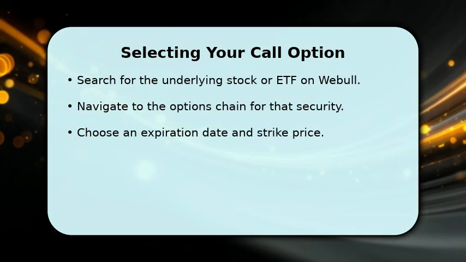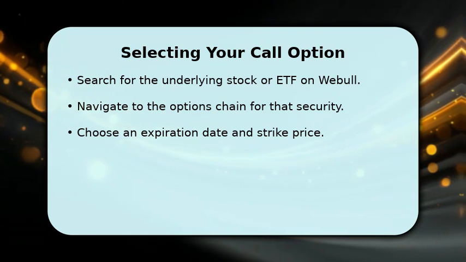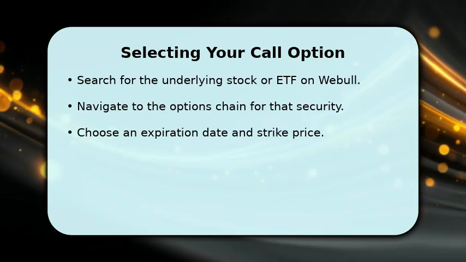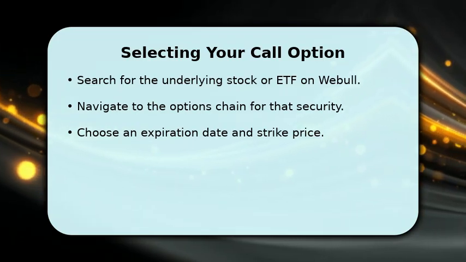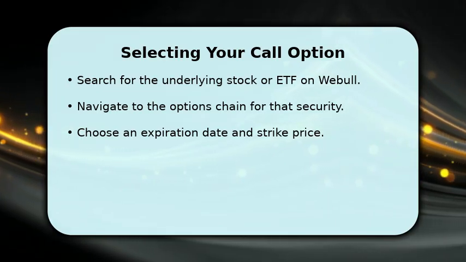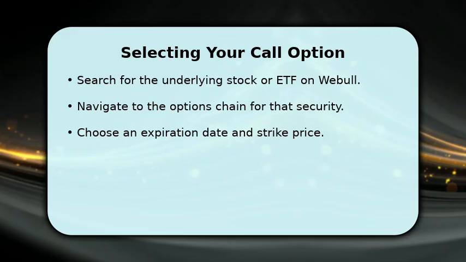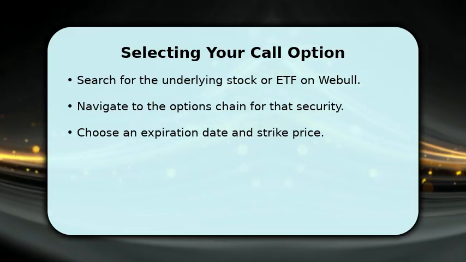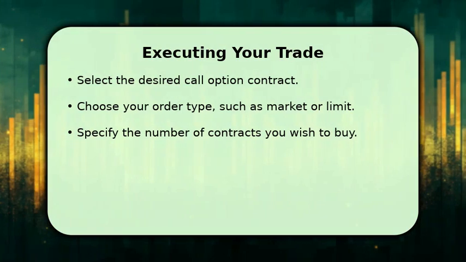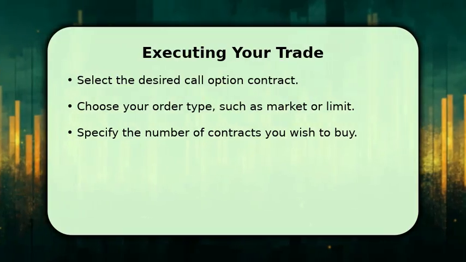Once your account is ready, search for the specific stock or exchange-traded fund you want to trade options on. After finding the security, locate and tap on its options chain. Here, you will see various expiration dates and strike prices. Carefully select an expiration date that aligns with your strategy, and then choose a strike price you believe the underlying asset will surpass. After selecting your preferred call option contract, you will proceed to the order entry screen.